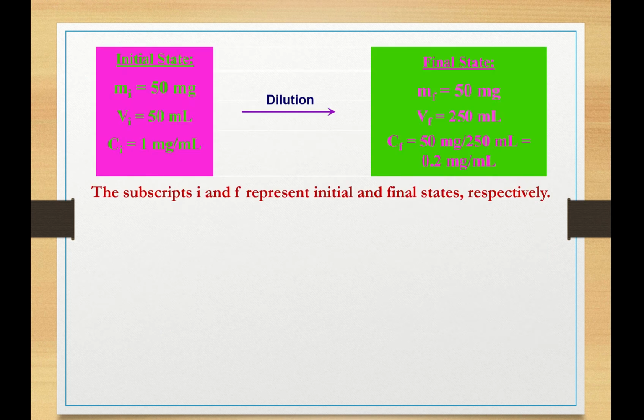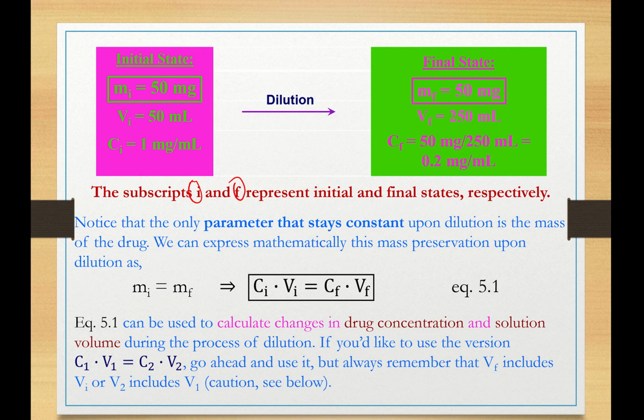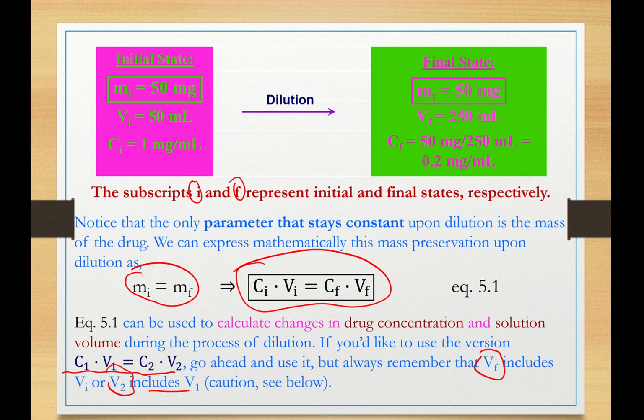During the process of dilution with this method, the only parameter that is kept constant, where I stands for initial and F stands for the final state, is the mass, as you can see here. I didn't add any drug. I've added more volume, and as a result, the concentration of the drug is reduced. Since the initial mass of the drug is the same as the final mass of the drug, and we know that mass is equal to C times V, I come up with this equation: C1V1 is equal to C2V2. You can use any version to calculate changes in drug concentration during dilution, but always have in mind that the VF or the V2 includes the initial volume. This is very, very important for you to remember.